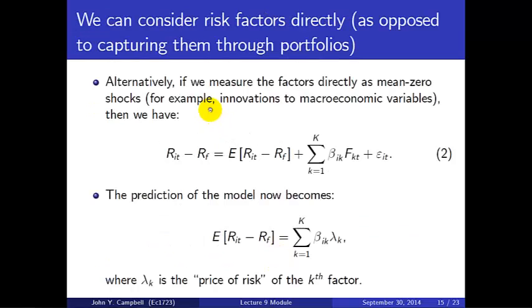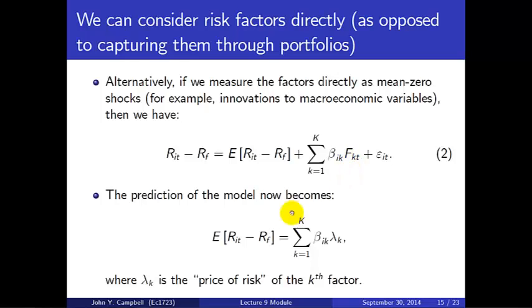Now, I should mention that there's one alternative way of doing this, which is to measure the common factors directly as shocks with mean 0. For example, we might say they are innovations to interest rates or inflation or industrial production. Things with mean 0, in other words. And we're going to write these mean 0 shocks as F for a factor, and this factor has mean 0. Then the overall mean excess return on any stock is captured here. This is the mean, and then this part has 0 mean.